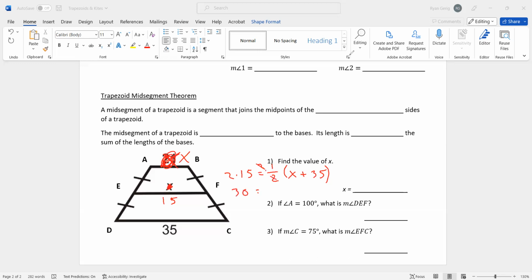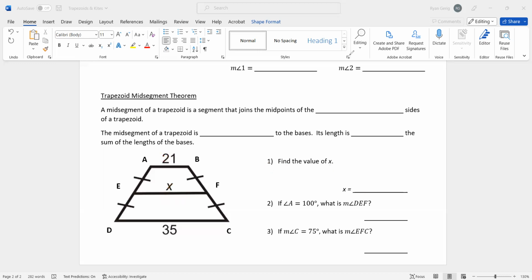Oh, whoops. I probably should have chosen a different number. Let me back up here. I'm going to make this 20. I saw what happened. I was going to get a negative number, which is not good. So 20 equals 1/2 X plus 35. Multiplied by 2, I get 40 equals X plus 35. So it means the remaining base would be 5. Okay. All right, there's more to the theorem.